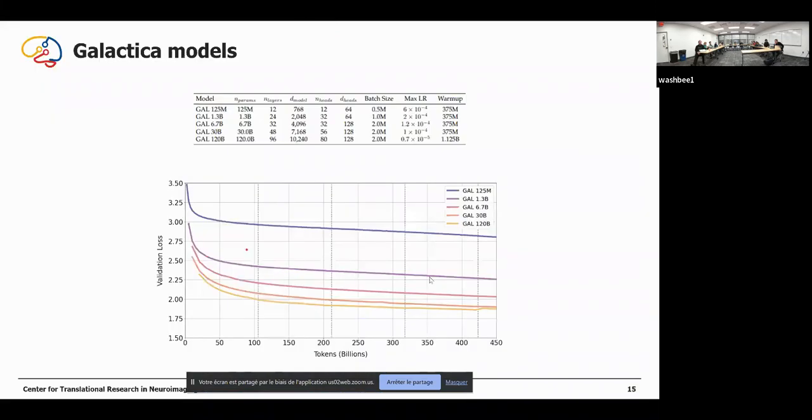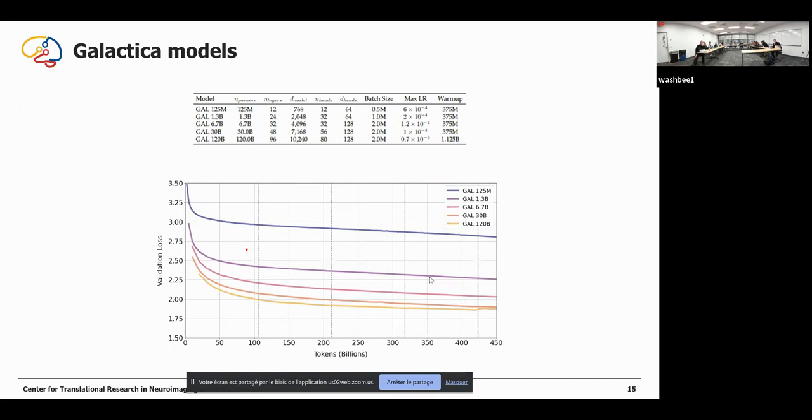Now, what are the different results for the Galactica model? There are 5 models developed for Galactica. The largest one has more than 120 billion parameters. They trained their model on 4.25 epochs. That's more than 4 billion tokens.